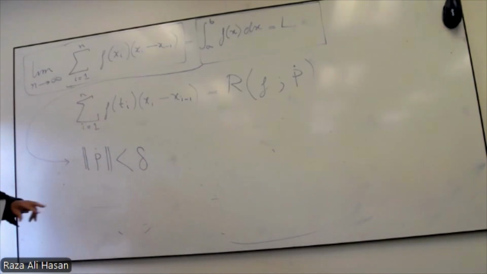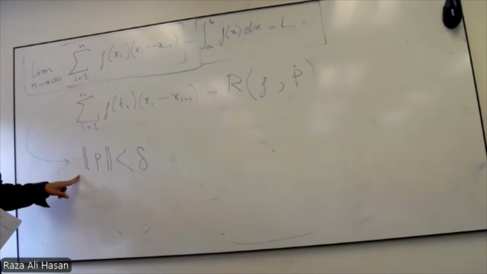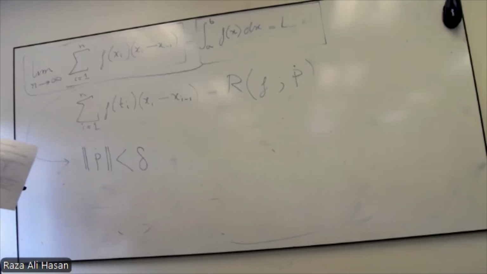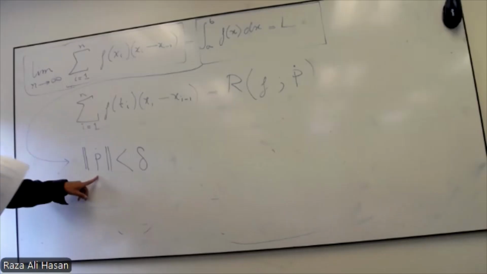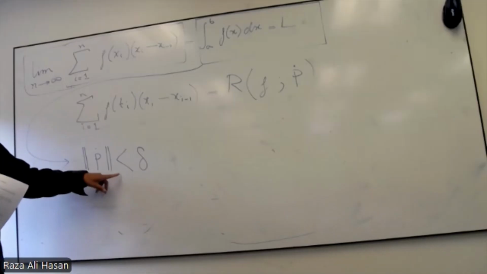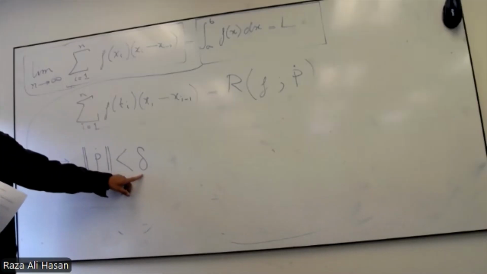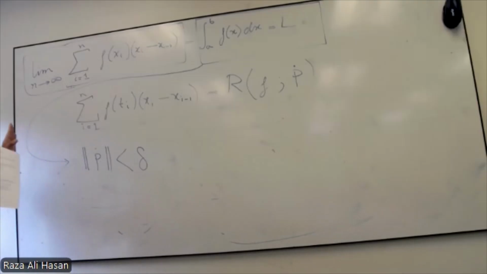What is this saying? The widest base, the length of the base that is widest, better of all the rectangles under the curve, the base that is the widest better be less than some very small number, delta. If this is the situation, then the second condition we need.